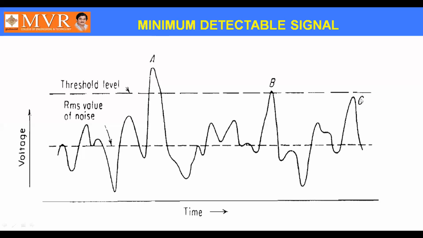So it is well below the threshold level. So we can say that there is no target at all. So at A, we have a target without any doubt. And at B, there may be a possibility of a target. And at C, there is no target at all. Each and everything will depend on the threshold level which we have designed.